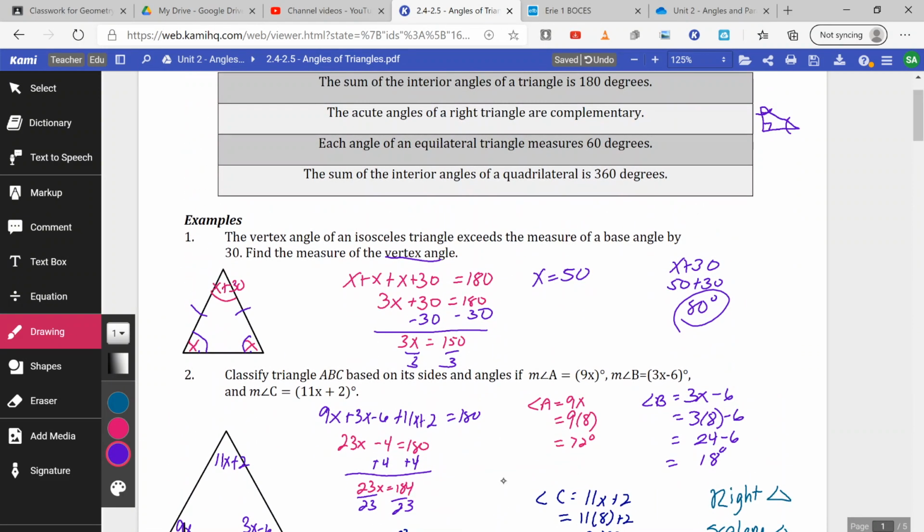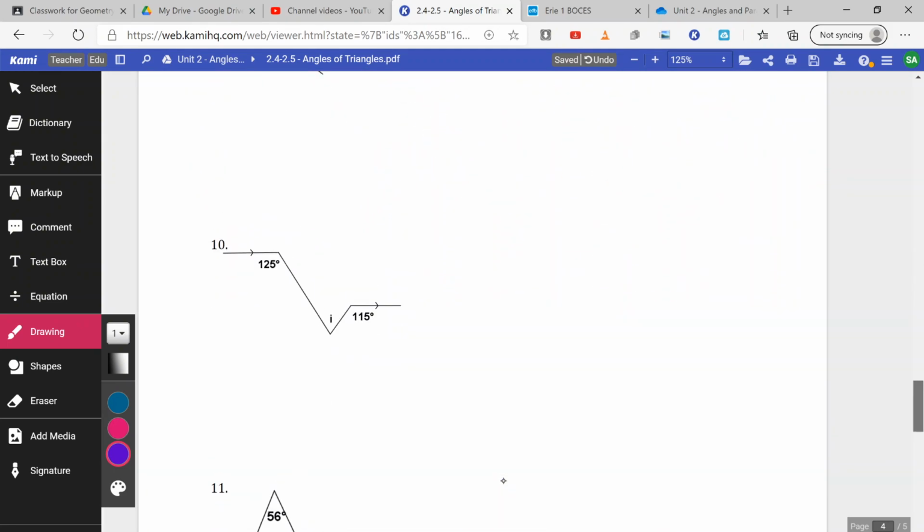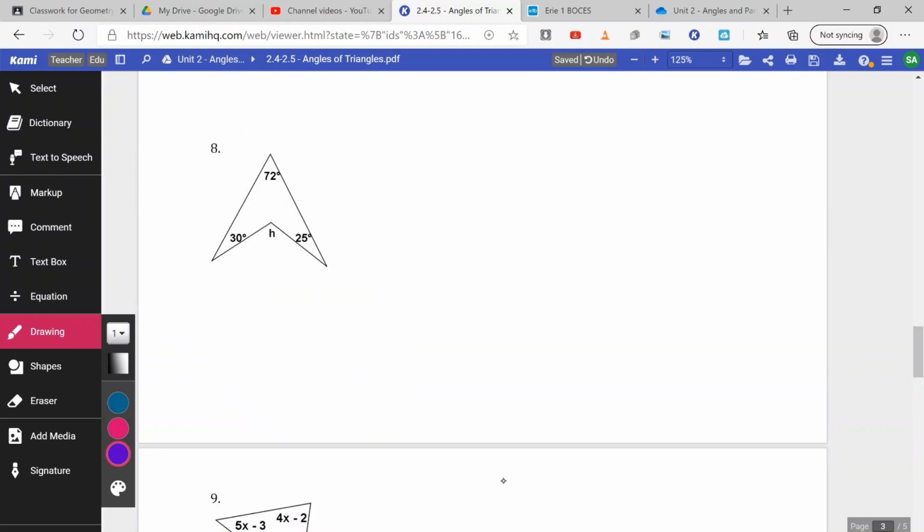Now number 8. We have 72, 30, 25 degree angles, and H being on the outside, we need to figure out what H is. So how are we going to do that? Well, we can do it a couple different ways. We can either extend out this way, so we make a nice triangle, and go that way to make a triangle over here.